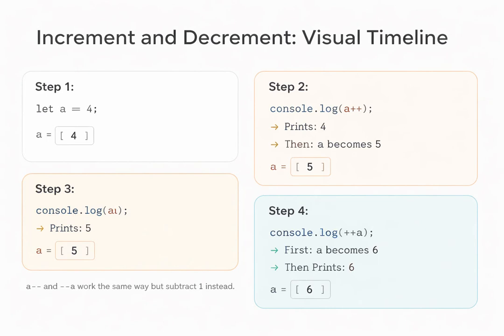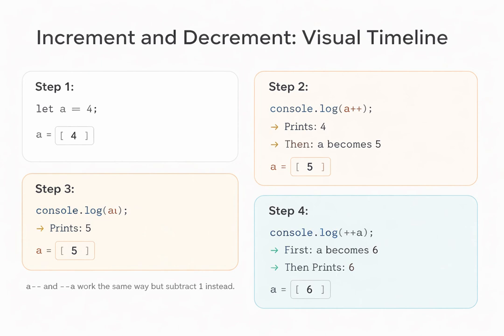Let's walk through this step by step so the timing is crystal clear. We start with A equal to 4. When we log A++, post-increment, the value 4 is printed first, and only after that does A become 5. If we log A again on the next line, we see 5. Now if we log ++A, pre-increment, A jumps to 6 first, and then 6 is what gets printed.